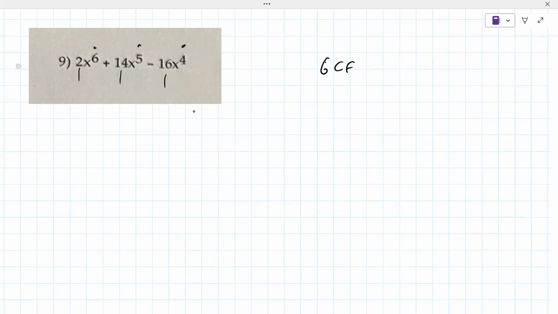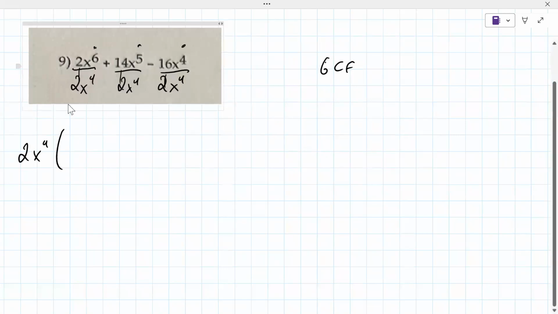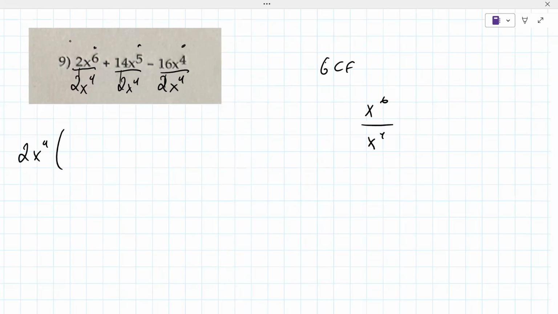So we're going to divide each of these by 2x to the fourth. Put that on the outside. Now, if it's the same on the top and bottom, like 2 divided by 2, it just goes away, it becomes a 1. When you have something like x to the sixth over x to the fourth, you're subtracting the exponents. 6 minus 4 is 2.